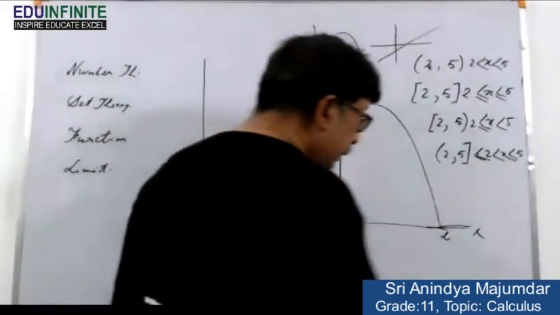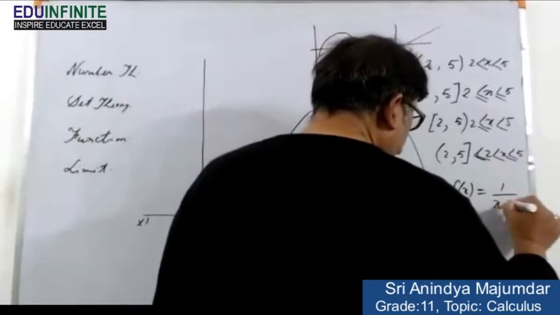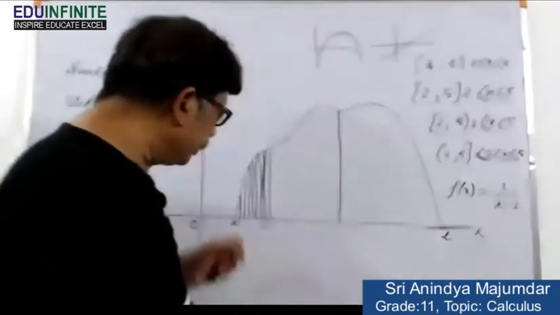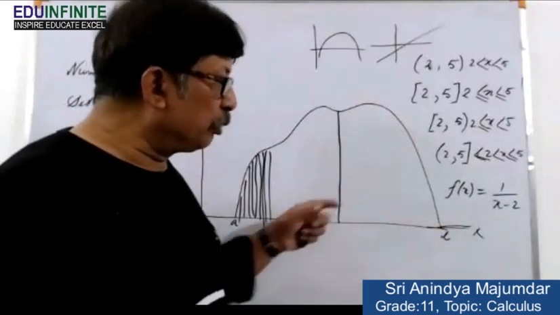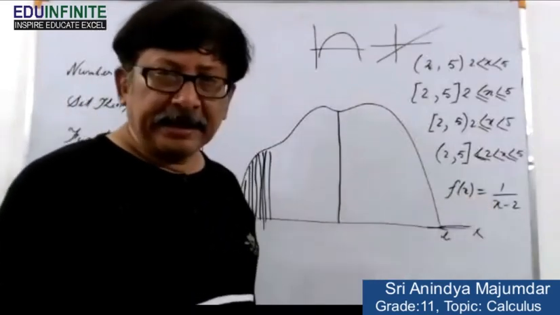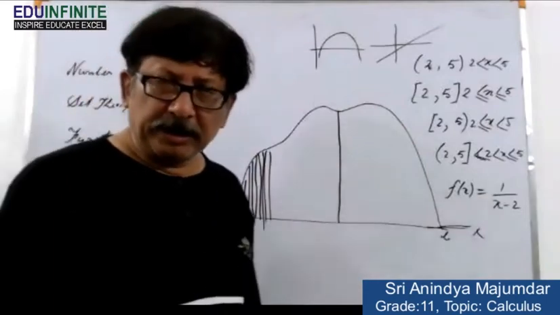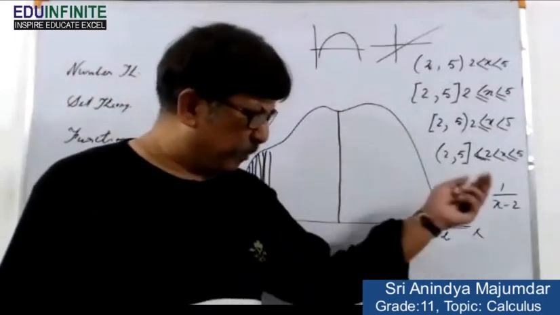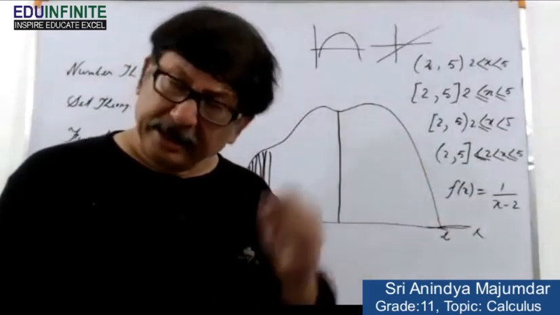Sometimes, say, I get f(x) is equal to 1 by (x minus 2). And suppose I am talking about this, say from 1 to 5, for instance. But when x is equal to 2, do I get any corresponding f(x) value? No, it will not exist. We see that the function is discontinuous at the point x is equal to 2.